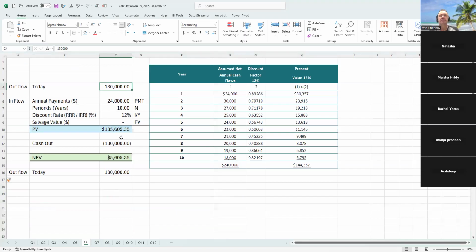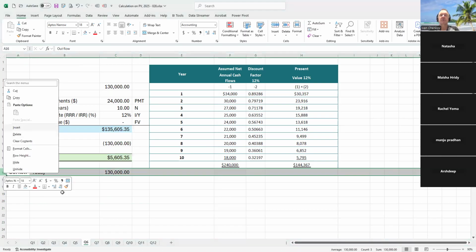First, in the very first scenario, if you remember, our initial investment was $130,000. We're getting $24,000 payments every year over the 10 years. In total, we're getting $240,000. Our required rate of return, or the discount rate that we're using, is 12%. With that, we're definitely reaching the 12%. Net present value is positive. So that means we're reaching the 12%.